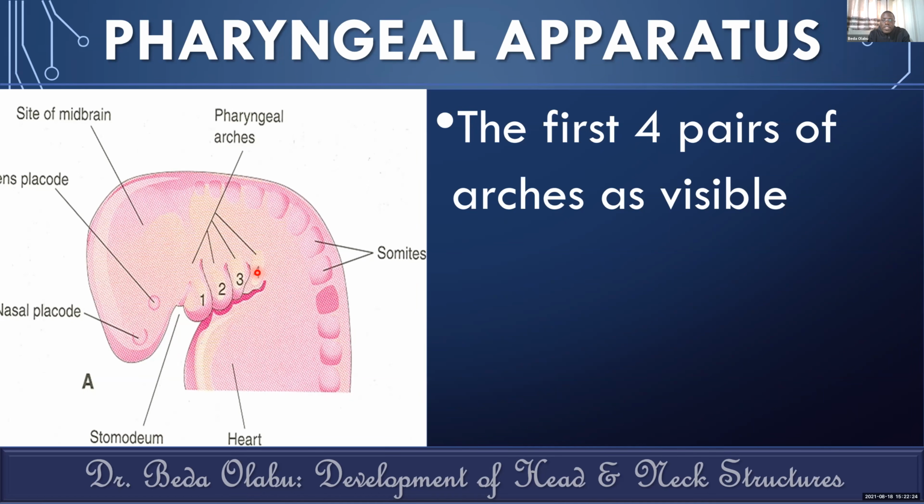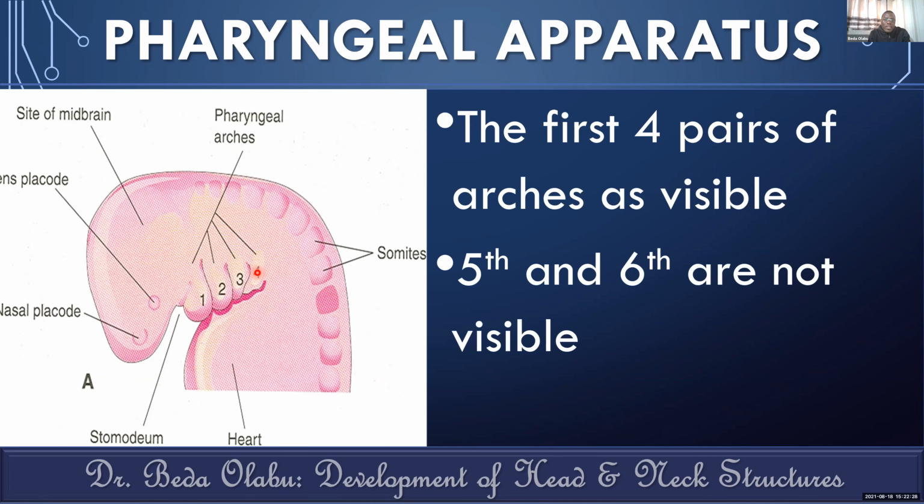The 5th and the 6th arches are not visible well. And so that is also in a way to tell you that actually we have a total of 6 arches or 6 pairs of arches. The first 4 are well visible. The last 2 are not well visible.